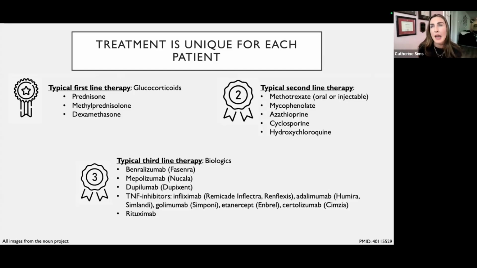So they may not be as convenient for you to take time off of work, or maybe you don't like needles, you don't like injections. So there's a lot of different reasons why providers choose other things. Some people may just require multiple medicines. Some people may require one medicine.